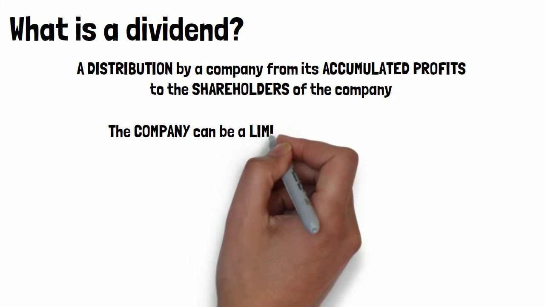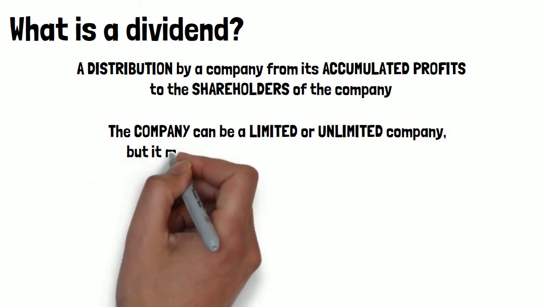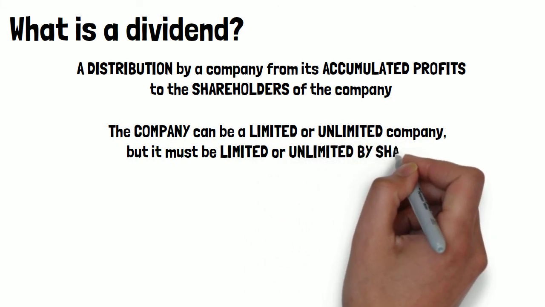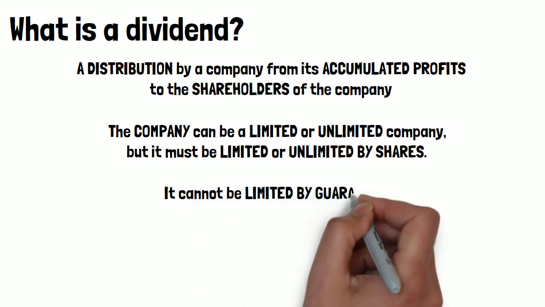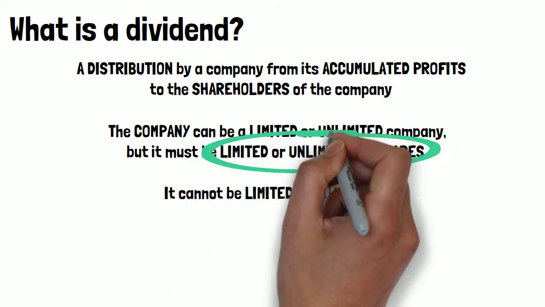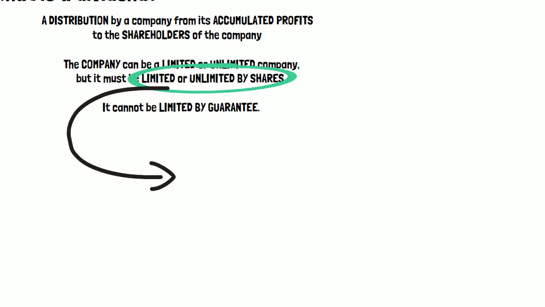Now, there are a few things, firstly, that you need to be aware of. The company itself can be a limited or an unlimited company. Cash dividend payments are not relevant for sole traders, for partnerships, or LLPs. However, for a company there is something to be aware of. For dividend payments to be able to occur, the company must be limited or unlimited by shares. It cannot be a limited company by guarantee.